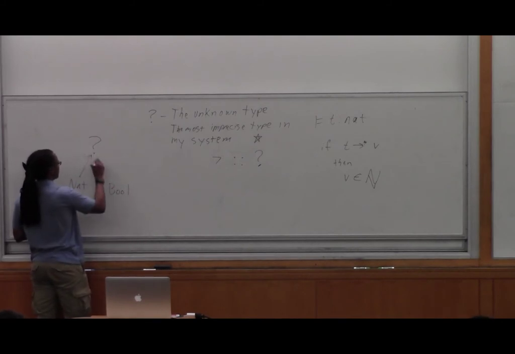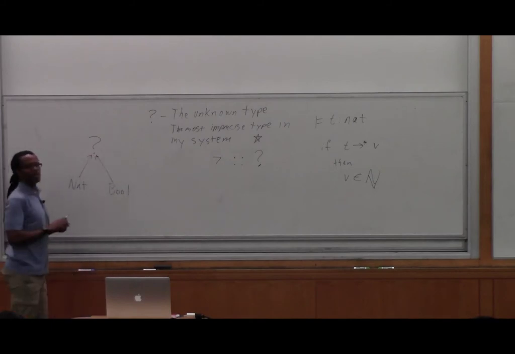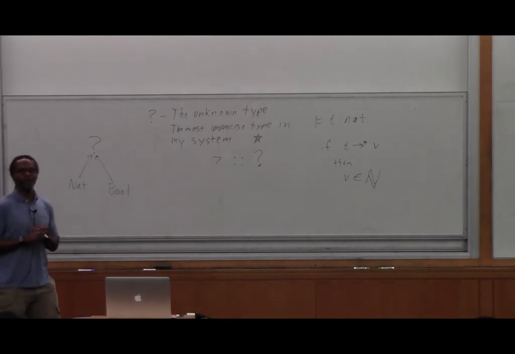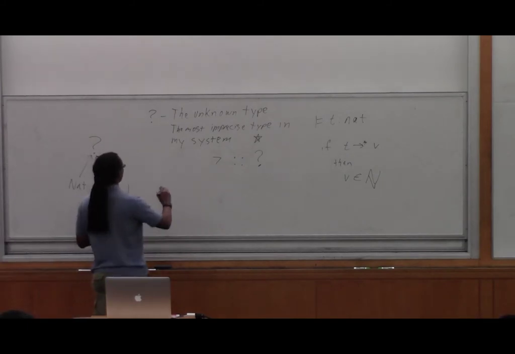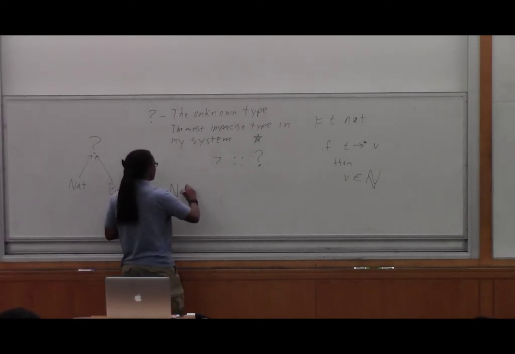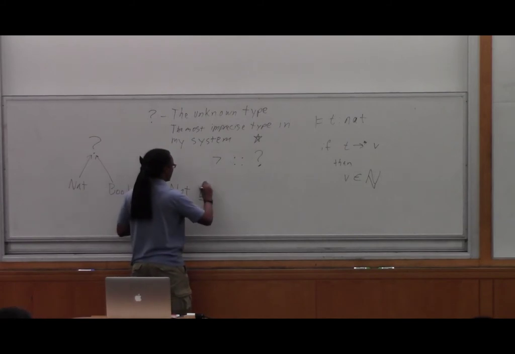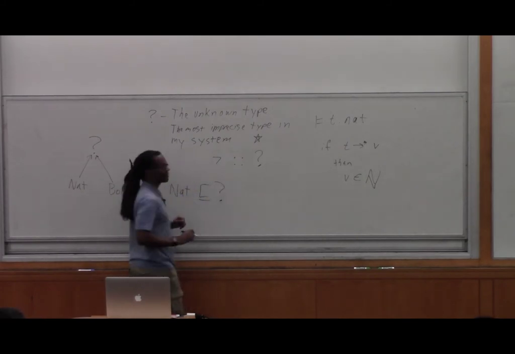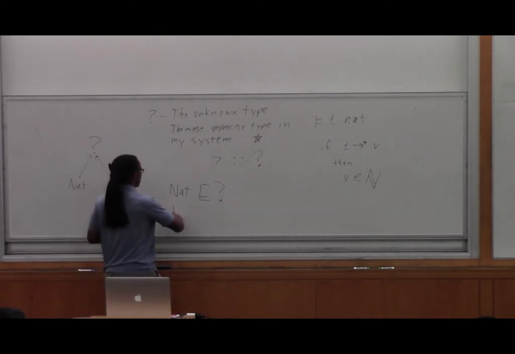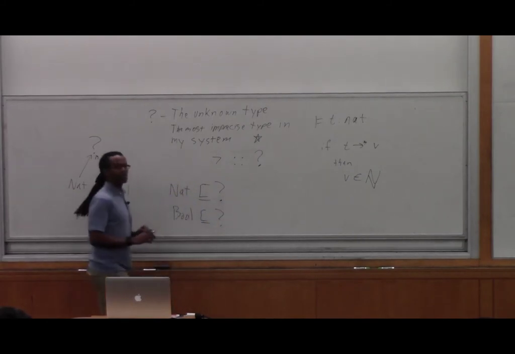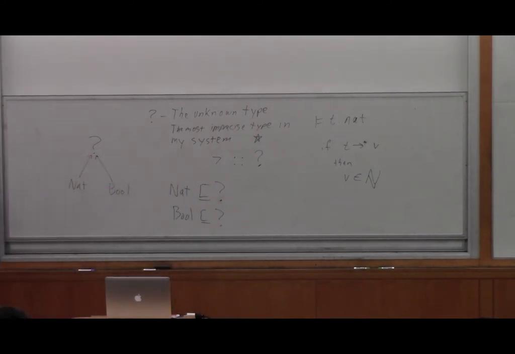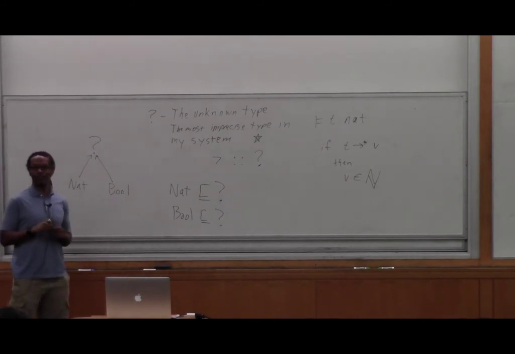and question mark is up here. So we end up having an ordered structure in our language. It's usually written: Nat is less imprecise than question mark, and Bool is less imprecise than question mark. Question mark is less imprecise than itself, but that doesn't matter. It's a partial order structure.